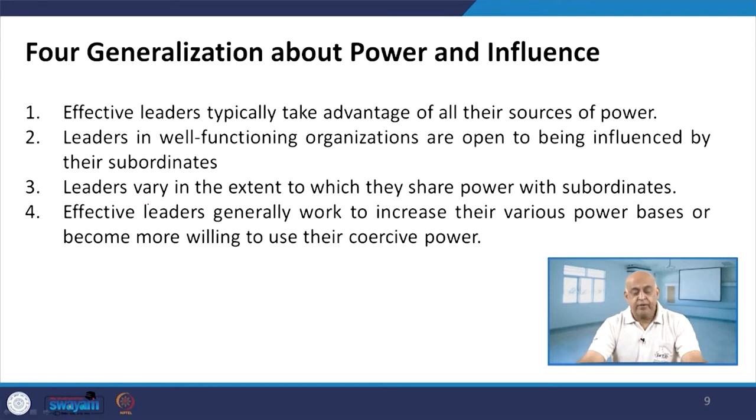The four generalizations about power and influence are: effective leaders typically take advantage of all their sources of power, and leaders in well-functioning organizations are open to being influenced by their subordinates. Leaders vary in the extent to which they share power with subordinates, and effective leaders generally work to increase their various power bases, becoming more willing to use their coercive power. And therefore, it is a match between the power and influence. That power and influence has to be used appropriately with that particular follower.